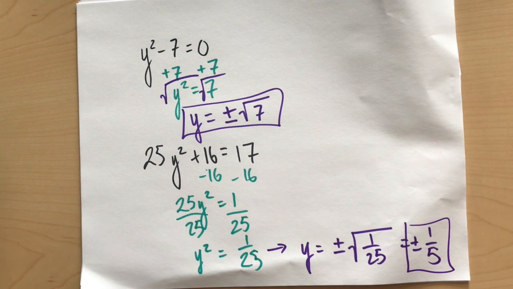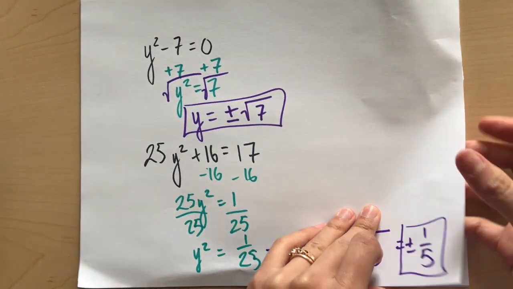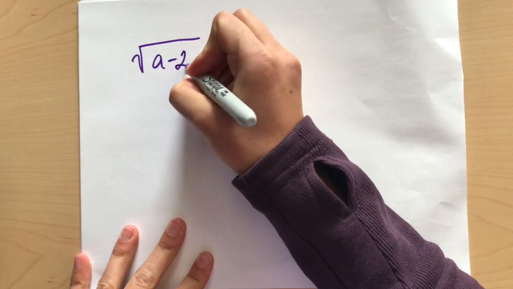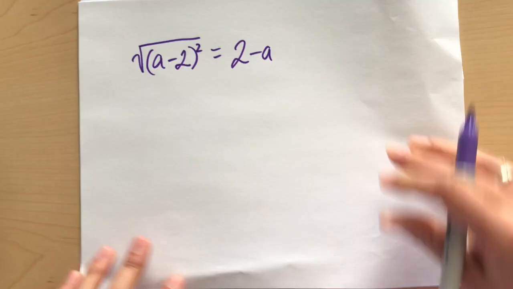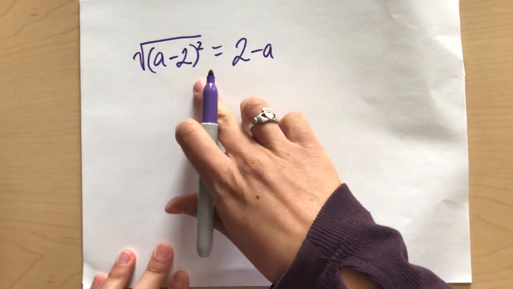And same thing with the second one, y is equal to plus or minus 1/5. The plus or minus is very important when you're solving for a variable that has a square on it. Otherwise, you don't include that plus or minus. It's only when you're solving for a variable.